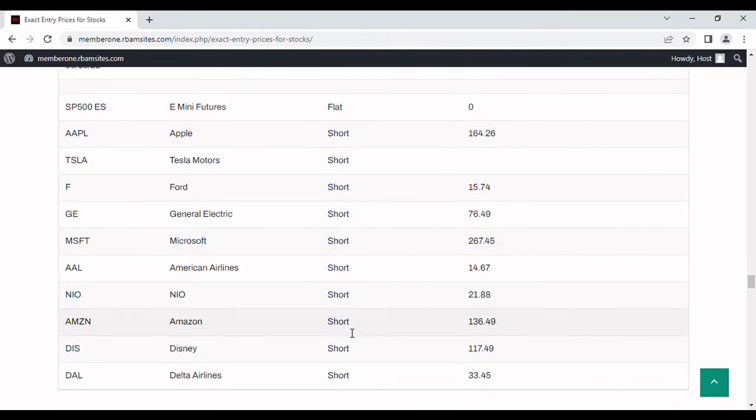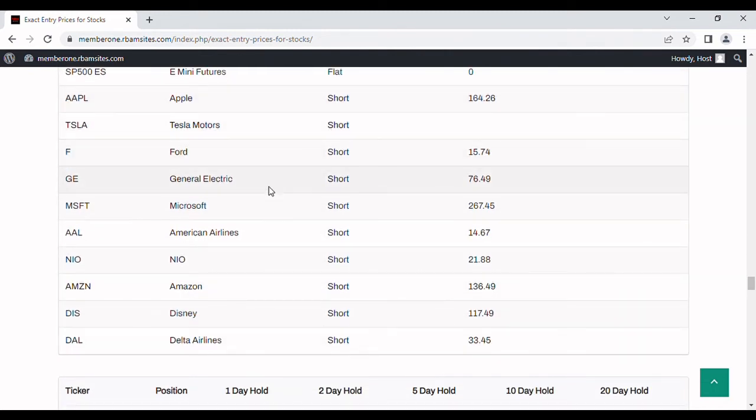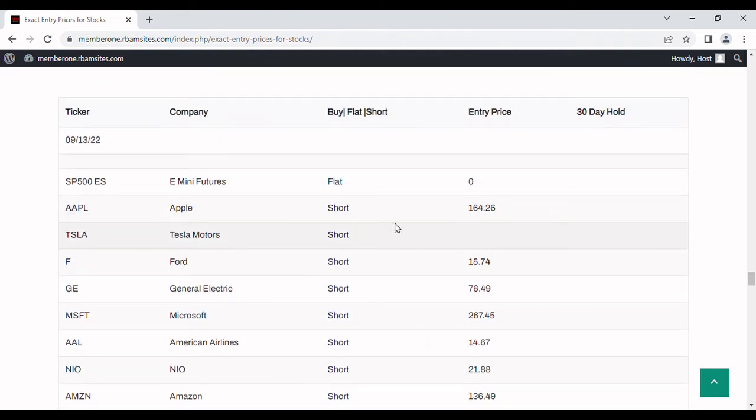All of these stocks pretty much, other than the S&P, it's calling short for Tesla, Ford, and General Electric and so forth. Again, these are not public. We just show them to you because you're viewing on YouTube. But that's what we show here today. A flat up top, zeros would mean don't enter the market, and down here we show a short. So the algorithms seem to be on track with what's going on today.